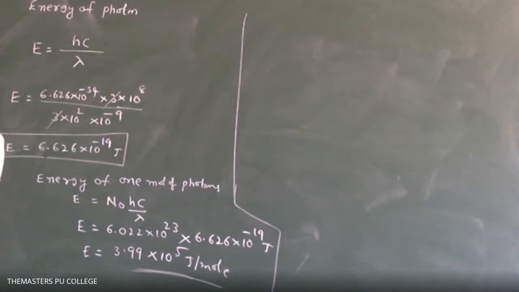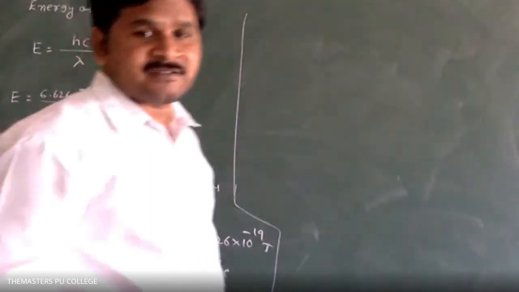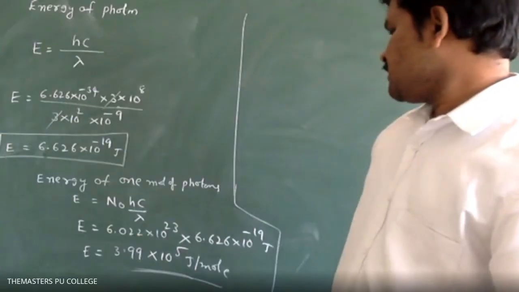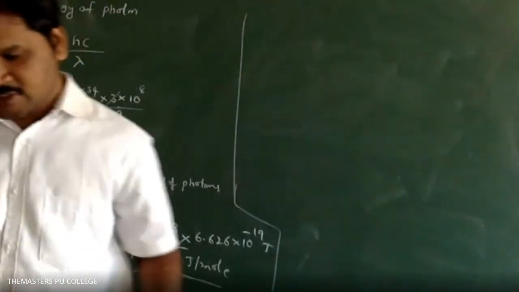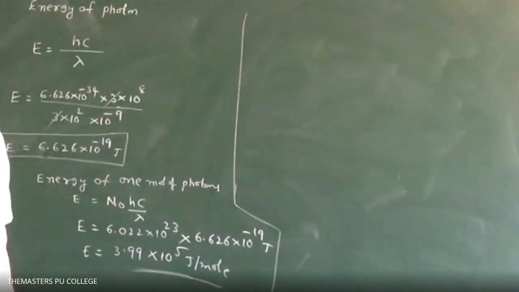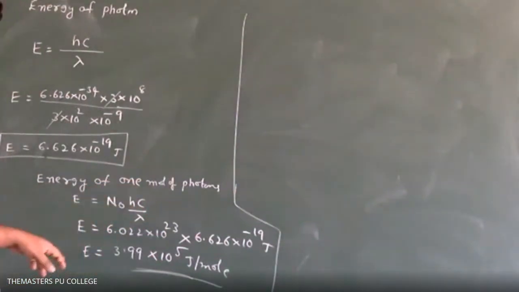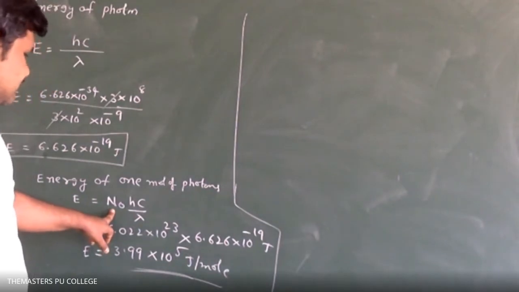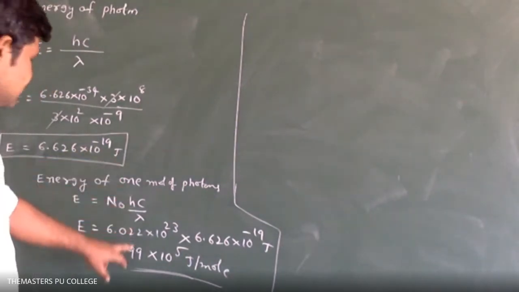Joule into mole will come, no sir? I can't understand what you are asking. SI unit, sir, joule into mole will come? No, joule per mole only. See, what is the N naught value? N naught, Avogadro number, is per mole only, so you will get joule per mole.